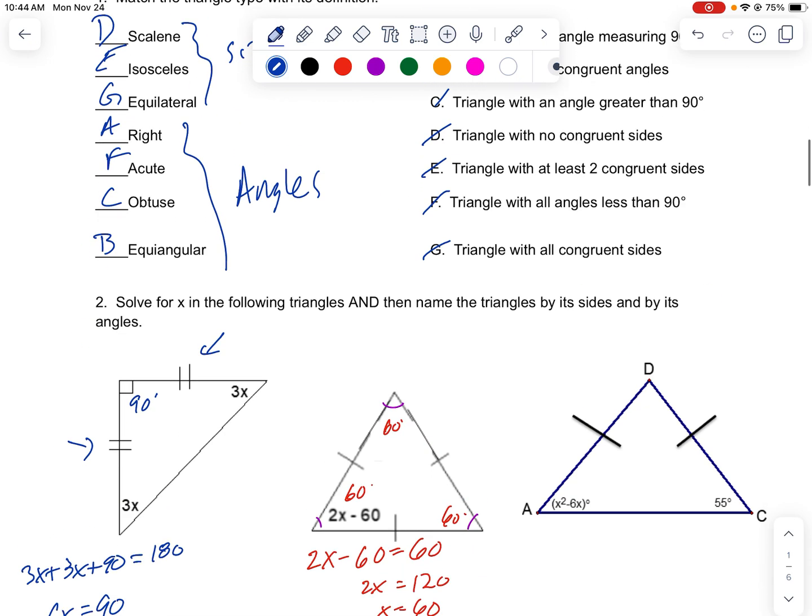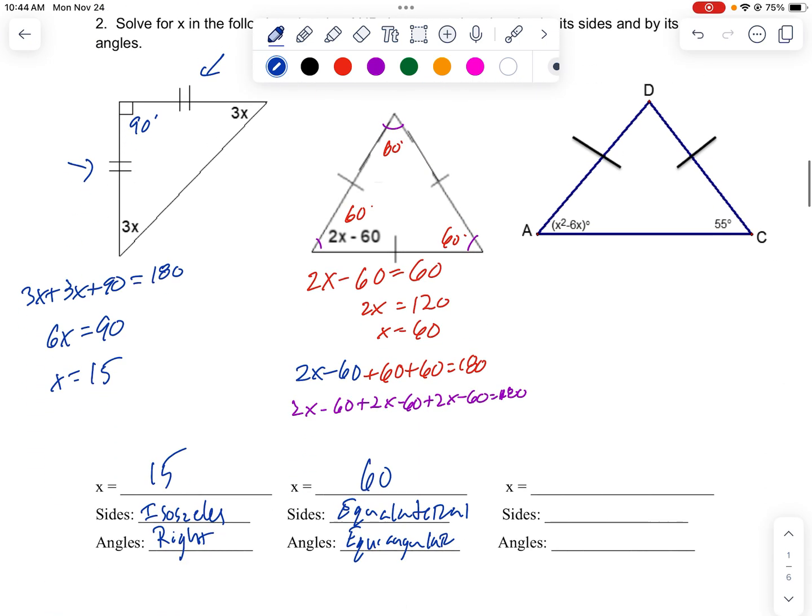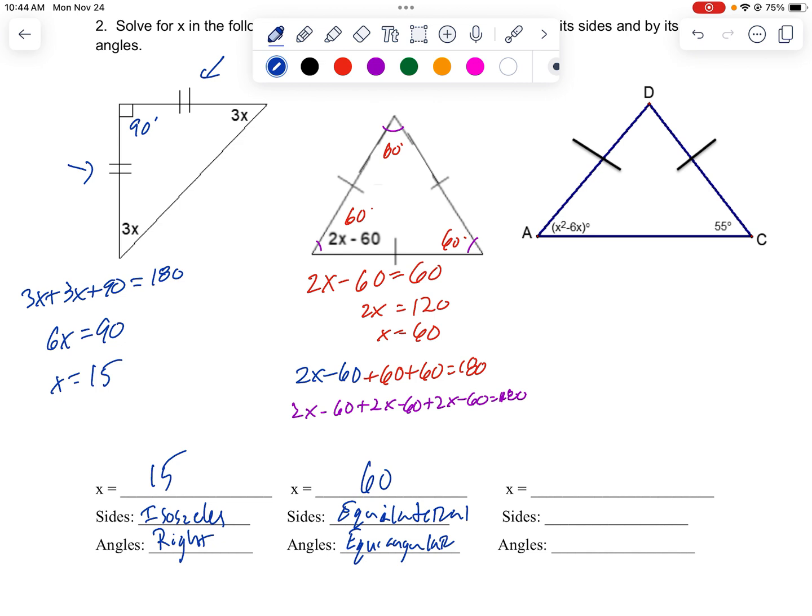This last one I got a lot of questions on. Since these two sides are the same, it's an isosceles triangle, right? Since these two sides are the same, the base angle theorem tells us that these two angles are the same, so I set x squared minus 6x equal to 55.